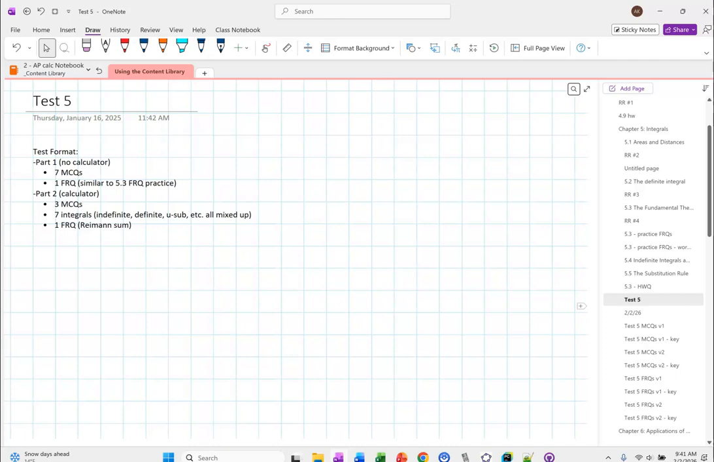I've done that because there are some problems that we'll talk about today. I'll give you an example and show you how to do it. They can really only be done with your calculator, and the AP expects you to use your calculator to do these things. So we'll talk about how you use your calculator to do some definite integral problems.